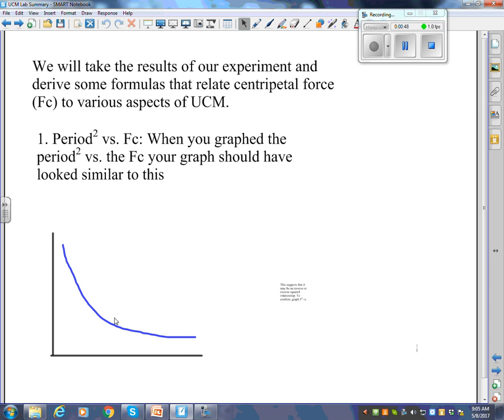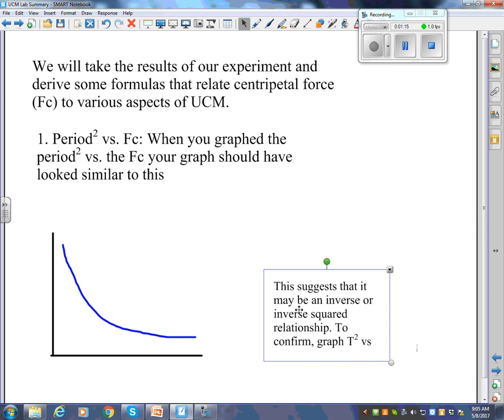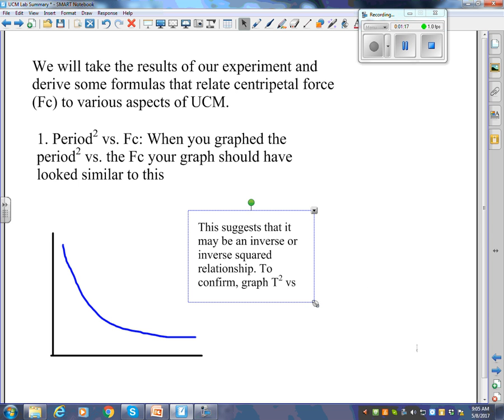Is that what it looked like? Sort of, kind of? As the centripetal force goes up, as the number of washers goes up, the period should have gone down, which meant that it went faster. If the period goes down, that means it's going faster. Period is how long it takes for one revolution, and it was period squared. Okay? So this suggests that this may be an inverse or inverse squared relationship.